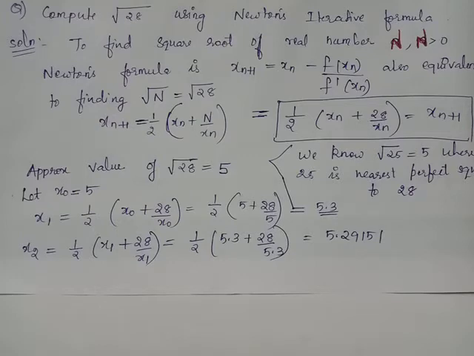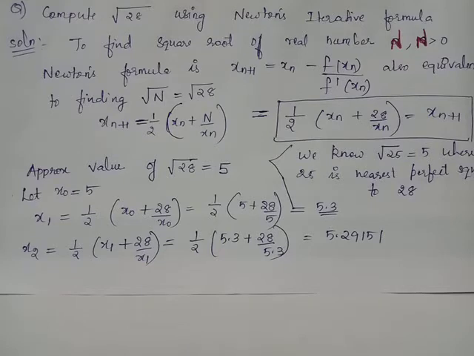Here we have capital N equals 28. Hence, we have the formula xn plus 1 equals 1 by 2 times xn plus 28 by xn. Since we wish to find out square root of 28 and we know that 25 is the nearest perfect square to 28, we will choose first approximation x0 as square root of 25, which equals 5.